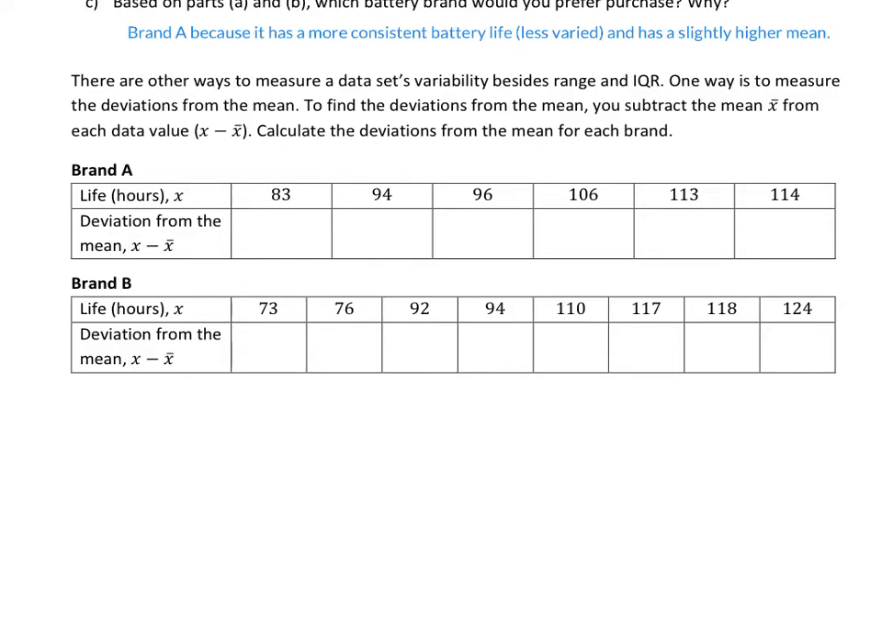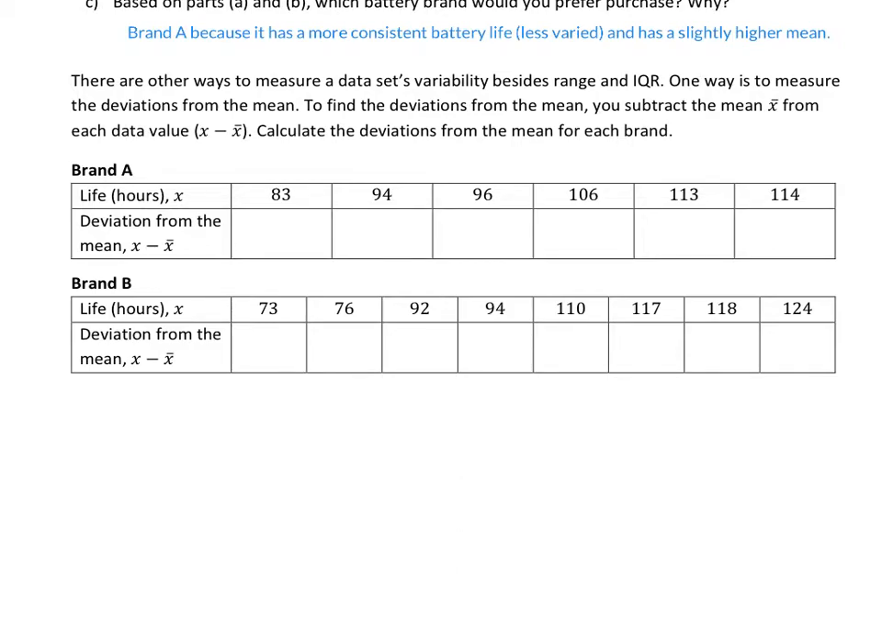There are other ways to measure a data set's variability besides range and interquartile range. One way is to measure the deviations from the mean. To find deviations from the mean, you subtract the mean, which is this symbol right here, an X with a line over it, from each data value. So this is each data value minus the mean. Calculate the deviations from the mean for each brand.